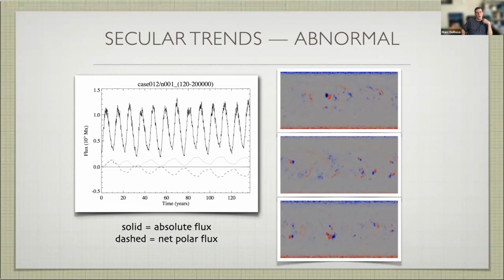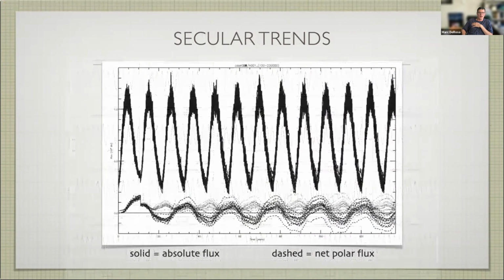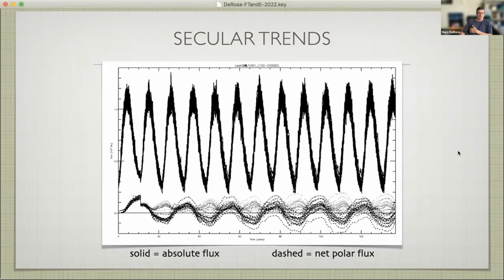So anyway, I ran this model about 20 times, and so here are all 20 charts like that. And since you can't actually see them, I've overplotted them on this figure here, and you can see by these dashed lines the range of polar fields that emerge.